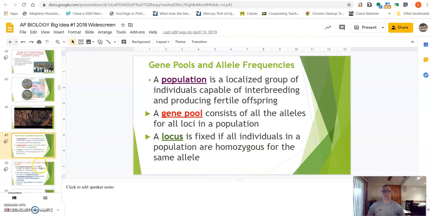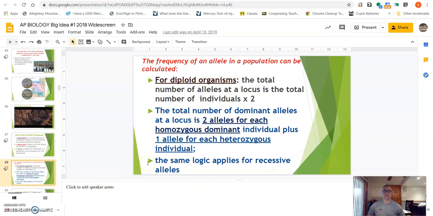All right. Okay. So when we talk about the frequency of an allele, basically what that's saying is what's the percentage that that allele appears in our population. So the math behind it's really simple. So when we look at organisms that are diploid, so organisms that are sexually reproducing, the total number of alleles for a locus is the total number of individuals times two, because we all contribute two alleles for every locus, because we have two chromosomes for each set, so we're diploid.